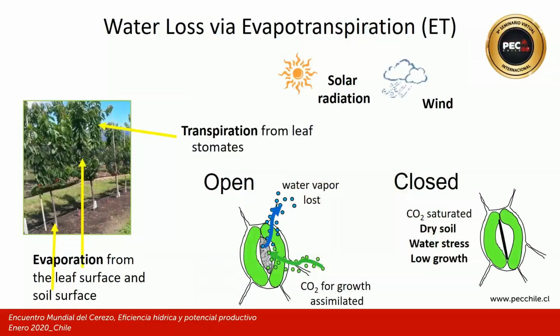Irrigation replaces the water loss from evapotranspiration. Evaporation occurs at the soil and leaf surfaces, and transpiration occurs when the stomates open to acquire CO2 for growth. Dry soil and water stress could cause the stomates to close, and therefore result in lower growth. High temperatures and wind increase evapotranspiration.